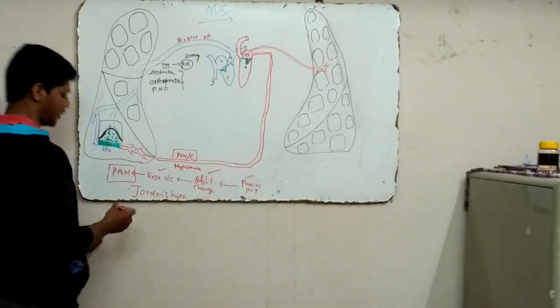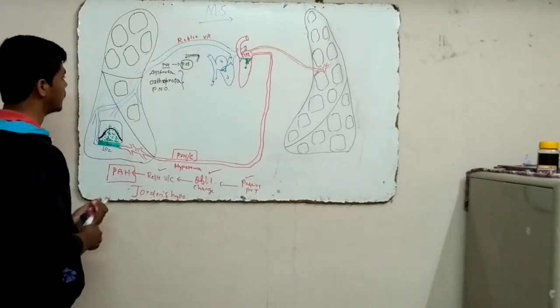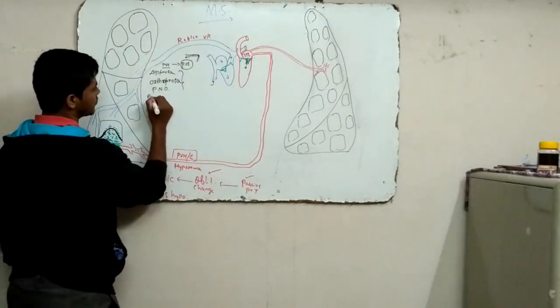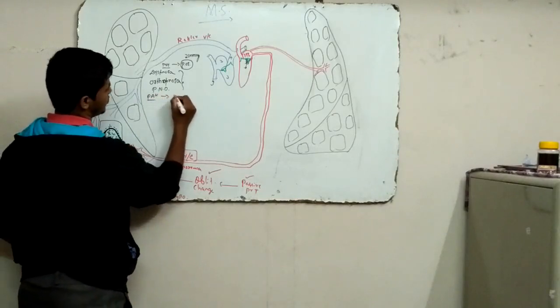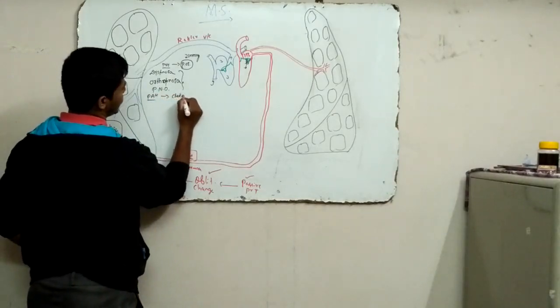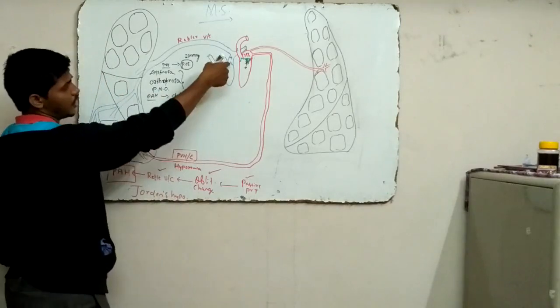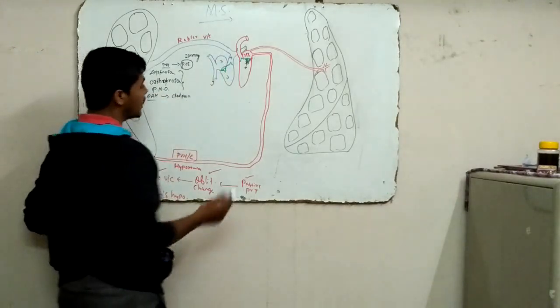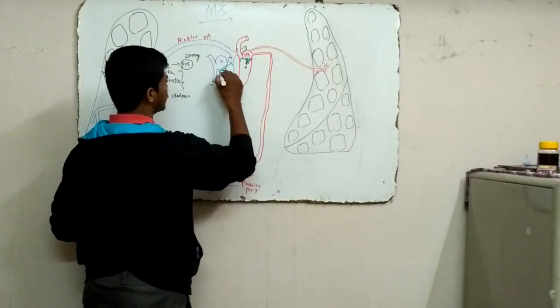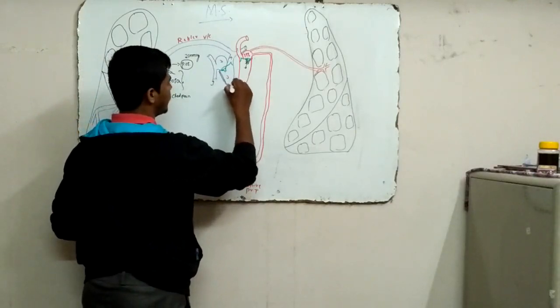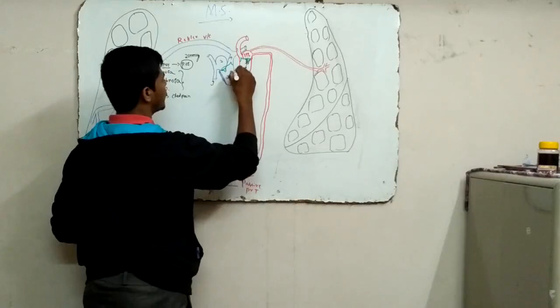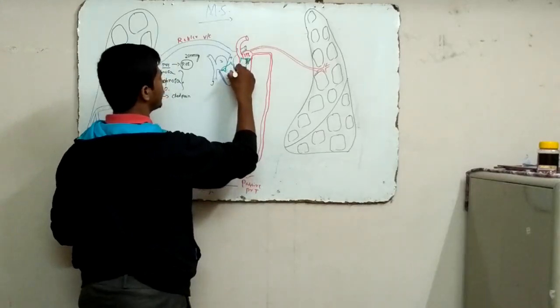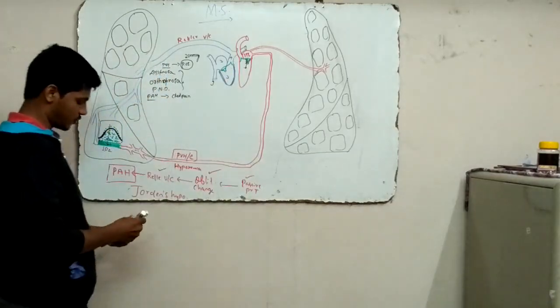And once there is pulmonary arterial hypertension, the patients complain of chest pain. And when this pulmonary arterial hypertension occurs for a chronic period of time, that will exert pressure over the right ventricle. As a result, the right ventricle also undergoes hypertrophy. And this hypertrophied right ventricle over a period of time will undergo failure. So that leads to right ventricular failure.